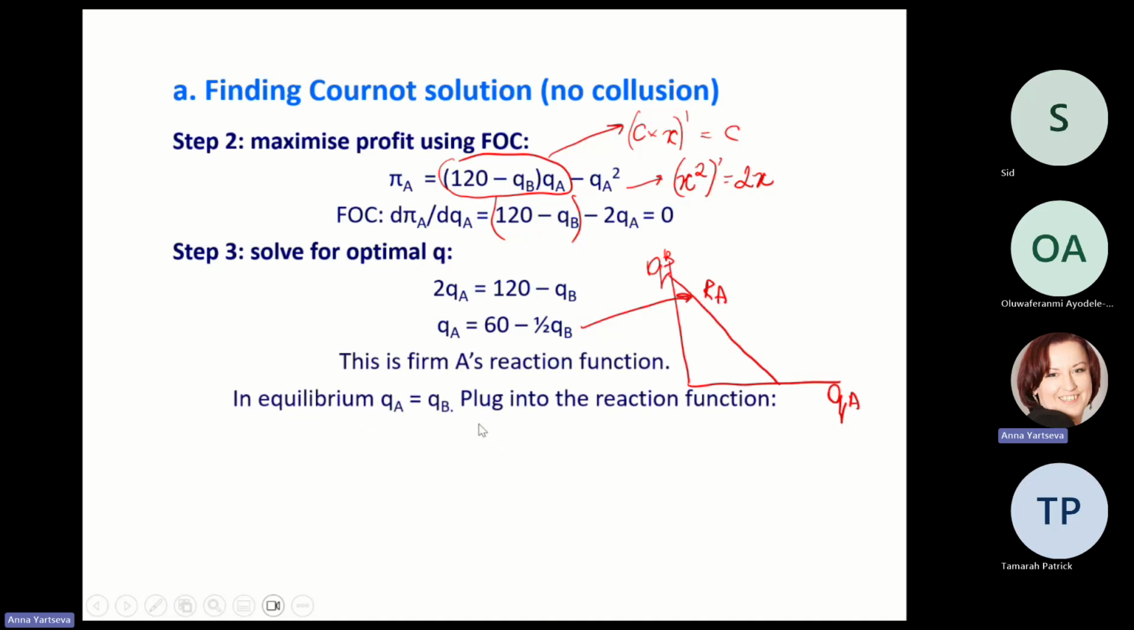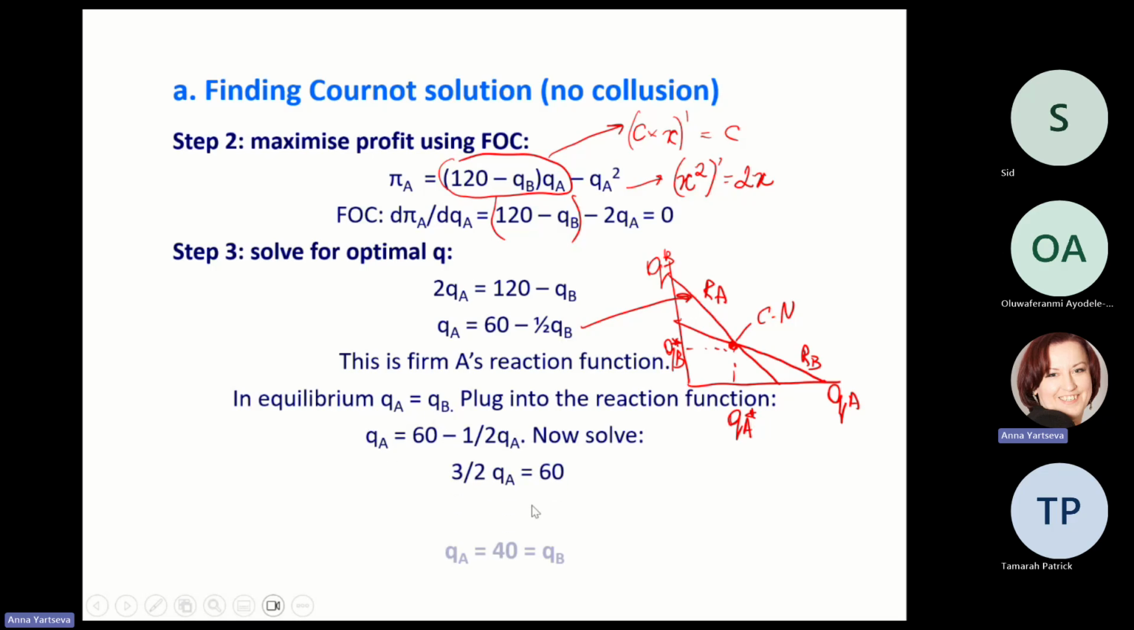Because companies are symmetric, company B will have a similar reaction function. They will produce in Cournot equilibrium some quantities which will be identical. So actual quantity A in equilibrium will be the same as quantity B in equilibrium. That's why we can make a simplification. We make them equal to each other, and we just replace QB in our formula with QA. They're identical, they're the same, and then solve for equilibrium quantity. And this happens to be 40 items, 40 units.